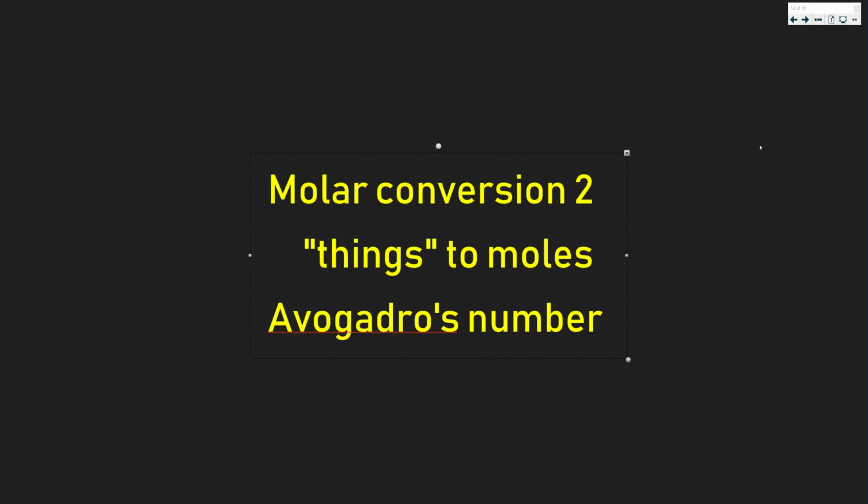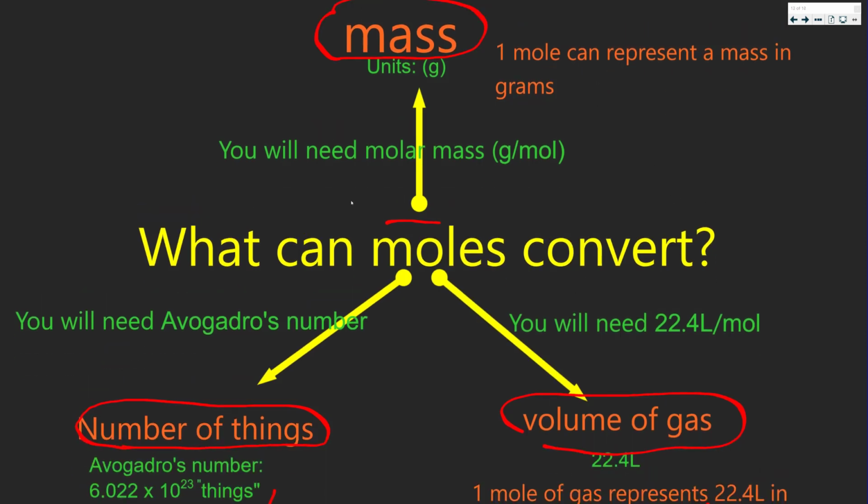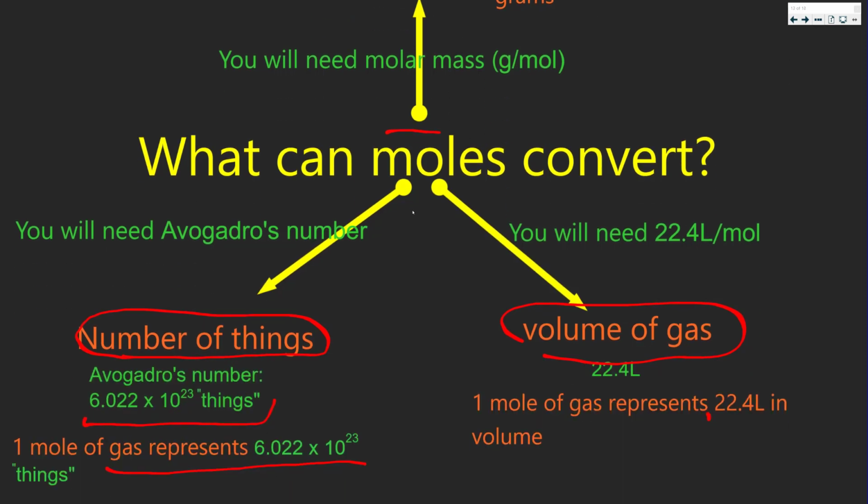This is your molar conversion 2. This is looking at converting things to moles or moles to things, where we're going to use Avogadro's number. In our previous video, we looked at how moles can convert to mass, which is using the molar mass of your element. This time we're looking at how we can convert that to number of things with Avogadro's number.